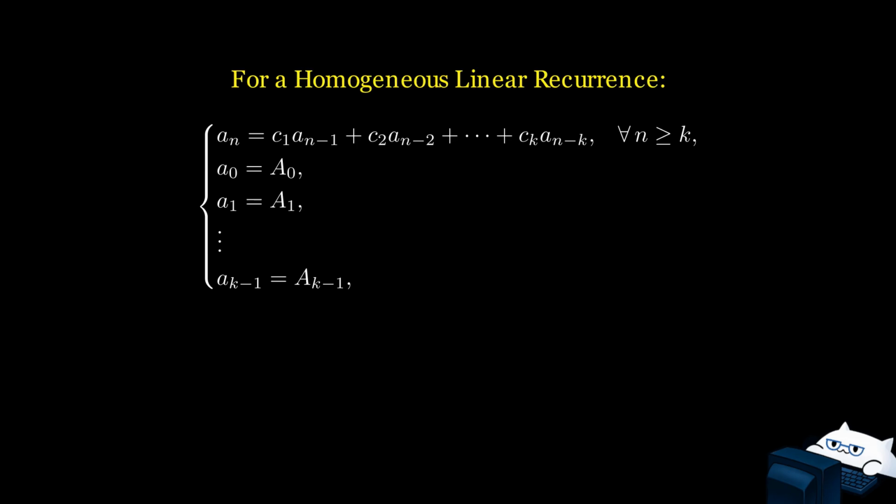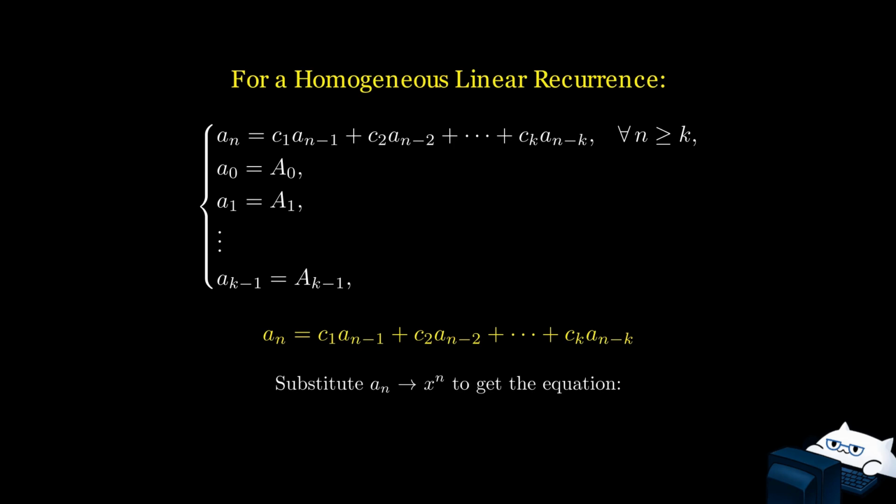Also, take note, since each term an depends on the k previous terms, we must specify exactly k initial conditions in our system, here represented by the capitalized constants ak. Moving on to what the characteristic equation actually is, given any homogeneous linear recurrence, we can substitute an with x to the n to define its characteristic polynomial equation, which takes this form. By simplifying a little and dividing by x to the n minus k, we get the final form of our polynomial. This is our recurrence's characteristic equation.